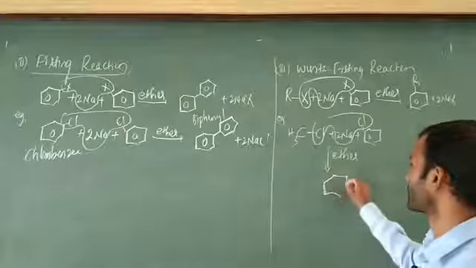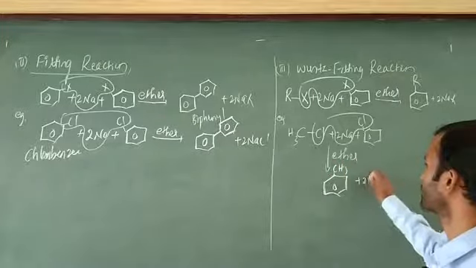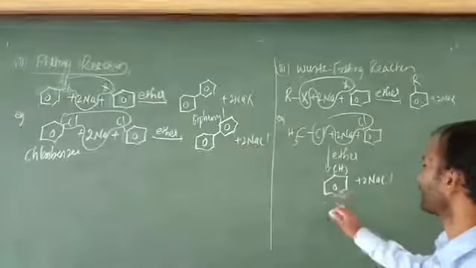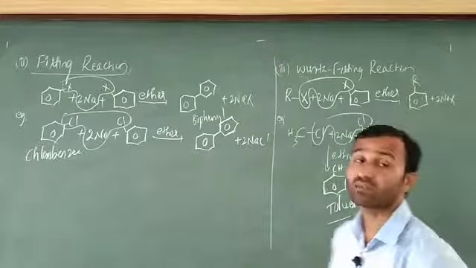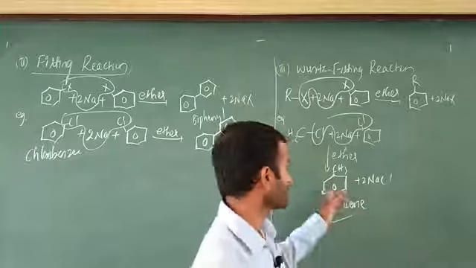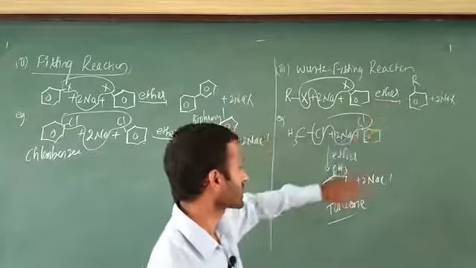Finally, the product formed is a benzene ring, next one is CH3, plus release of 2 moles of NaCl. What is the name of this one? Toluene, or methyl benzene. Methyl benzene or toluene. In this case, normally, it is methyl benzene only.